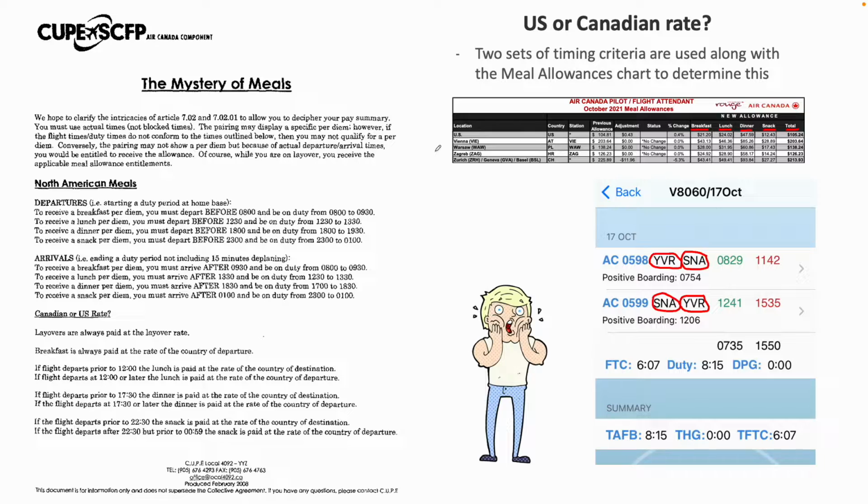So let's take a look over at the page of the Mystery of Meals that we want to apply here. So an important note that's given is we must use actual times and not blocked times. So a pairing might show up in the bid package in a certain way. It might be scheduled to depart at a particular time, but it could either depart early or it could depart late. Similarly, it could arrive early or arrive late.